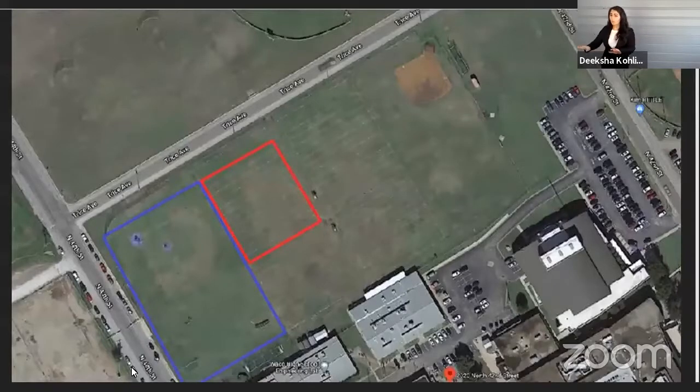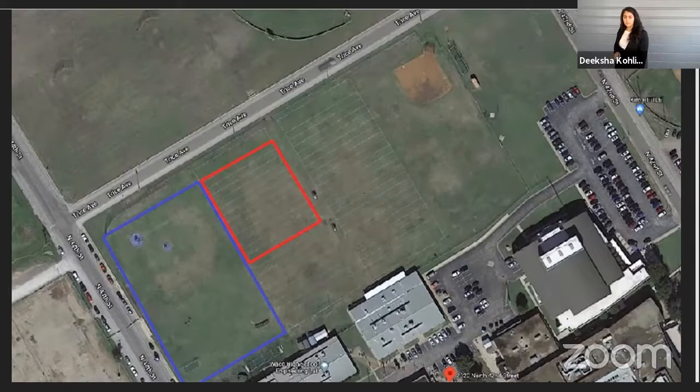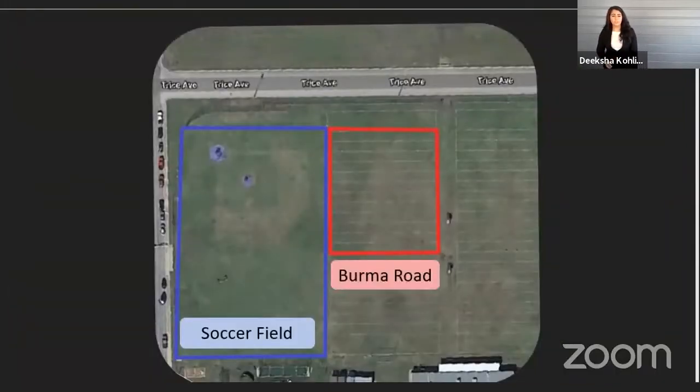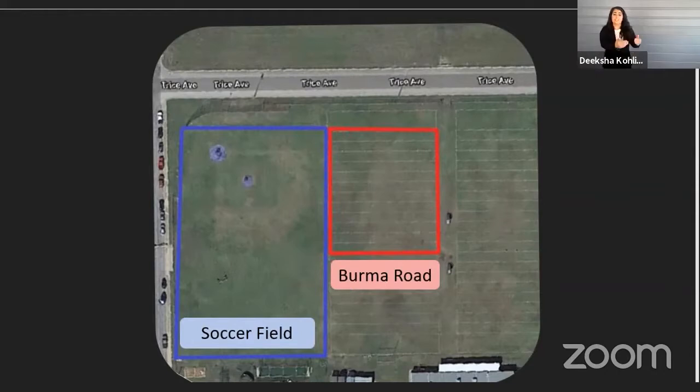Now, Ms. Saracen, what's the blue box that we see? That's our practice soccer field. And what's the red box? That would be Burma Road. What is Burma Road? It is an area that the players would get sent to as punishment by coach. So who decides when players get sent to Burma Road? Coach.